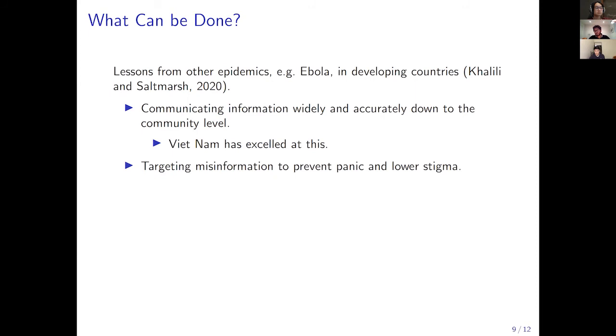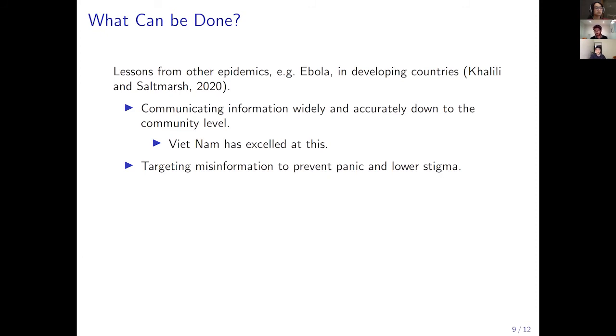Equally important is targeting misinformation. Again, speaking about Bangladesh, there's a huge degree of misinformation about what works and what doesn't. People are taking antibiotics to fight the virus, even though there's no evidence whatsoever that it helps. And they're self-medicating other things that might actually be harmful. It's all being driven by this sense of panic due to misinformation. And misinformation also creates a lot of stigma.